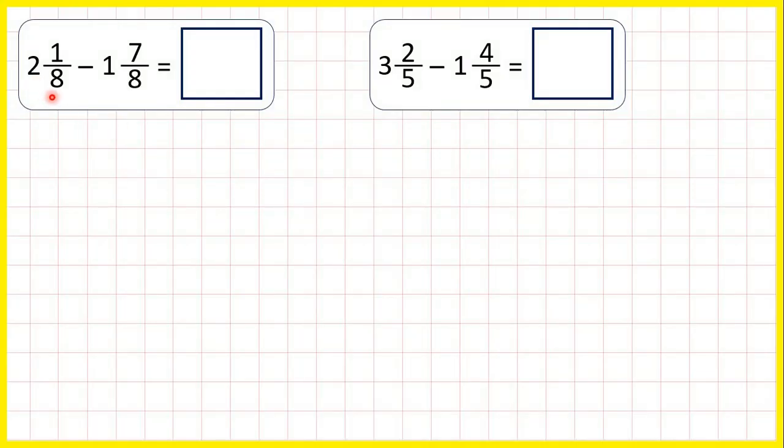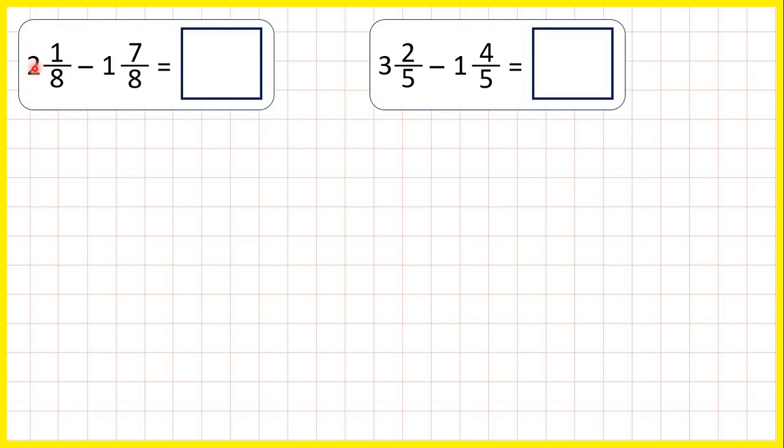We have 2 and 1/8 minus 1 and 7/8. But we have a problem here. If we look at our fractions, we start with just 1/8, but we need to take 7/8 away, and we can't do that, so we need to exchange with our whole number.